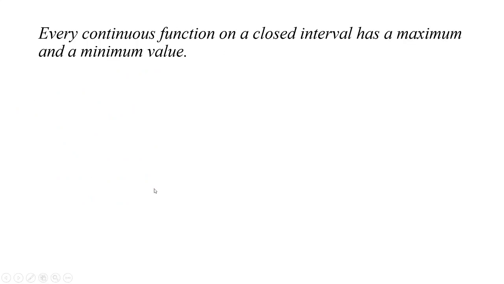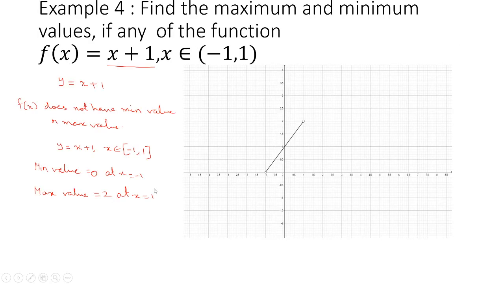So there is an important result here. Every continuous function on a closed interval: in all the previous examples, when we restrict the domain to a closed interval, we get both maximum and minimum. So every continuous function on a closed interval has a maximum and a minimum value. If you consider any function that is continuous, and you take the domain as a closed interval, then it will have both maximum as well as minimum.